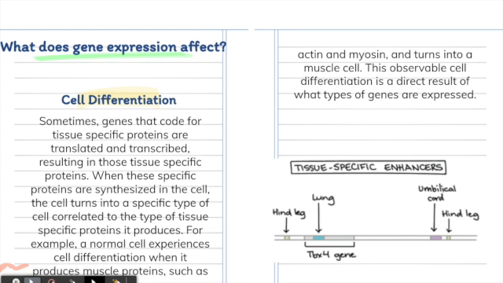Cell differentiation. Sometimes, genes that code for tissue-specific proteins are translated and transcribed, resulting in those tissue-specific proteins. When these specific proteins are synthesized in a cell, the cell turns into a specific type of cell correlated to the type of tissue-specific proteins it produces. For example, a normal cell experiences cell differentiation when it produces muscle proteins, such as actin and myosin, and turns into a muscle cell. This observable cell differentiation is a direct result of what types of genes are expressed.